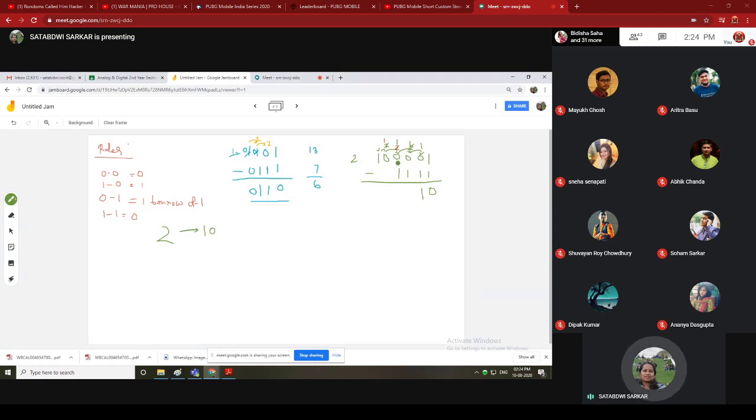Okay. Now 1 minus 1. Here the value was 1. So 1 minus 1, it is 0. 1 minus 1, it is also 0. So 1 minus, there is nothing, so it remains 1. And this one was already borrowed, so there is no value present. So it is 0. So this is the result.